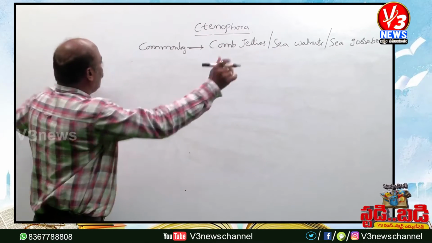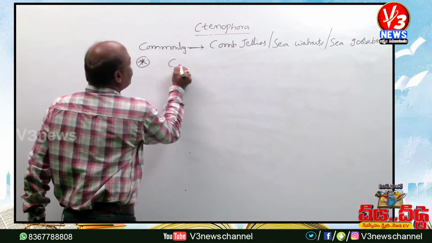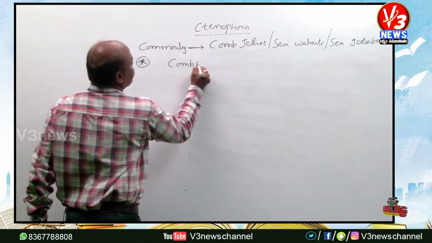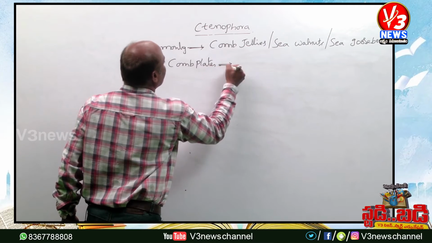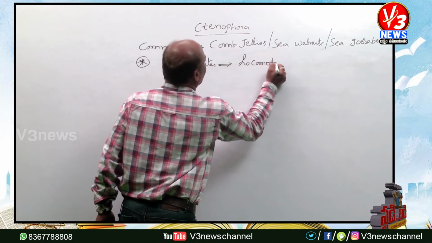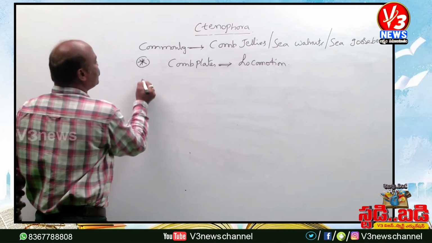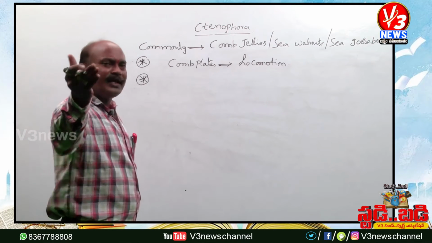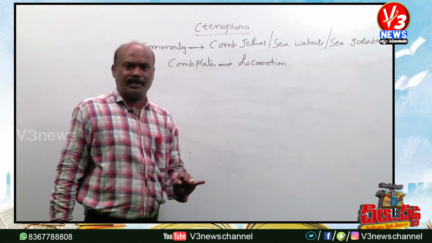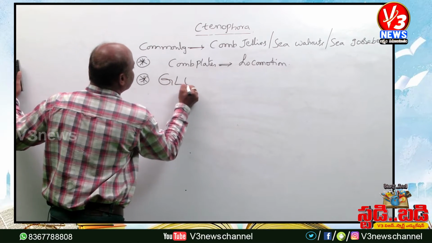One important point is that in ctenophores, eight rows of external ciliated comb plates are useful for locomotion. Okay, right. That is one important point. And one more special character: for food capture, one type of specialized cells is present. What are those special cells? See, glue cells.